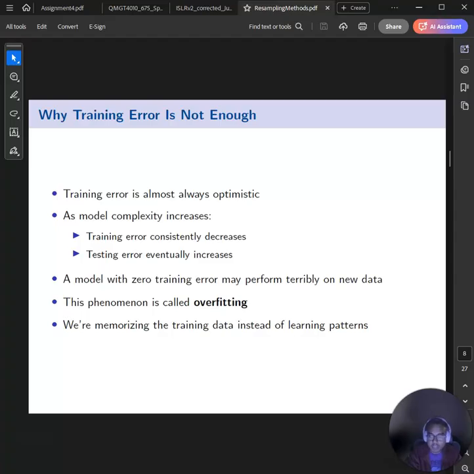This is a phenomenon that is called overfitting, and it's one of the central challenges in statistics and machine learning. When we overfit, we essentially memorize the training data instead of learning the underlying patterns. Our model picks up not just the signal in the data, but also the noise, that is, the random fluctuations that won't generalize in new situations. That is why we need methods like cross-validation to give us a more realistic picture of how our model will perform on unseen data.